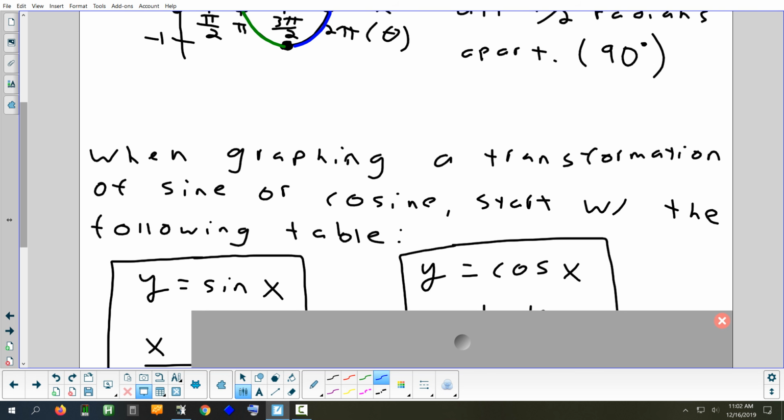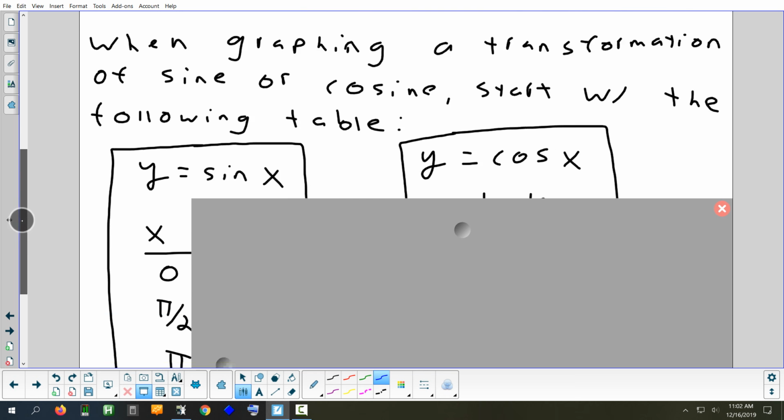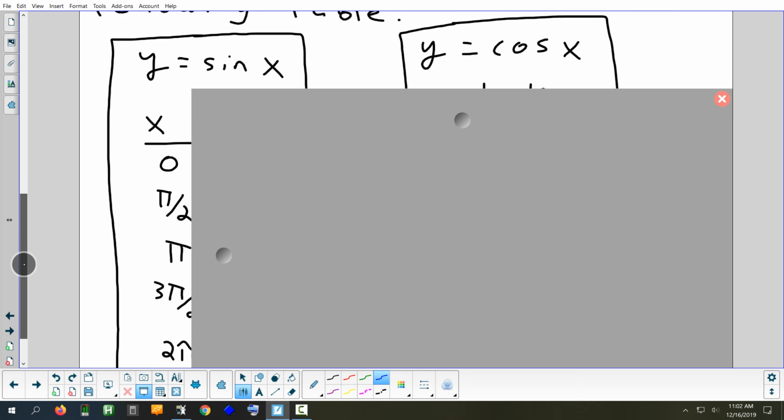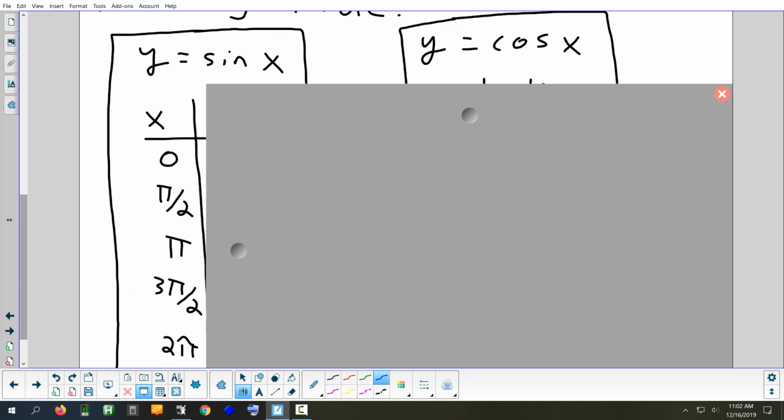Okay, so we're gonna make a table. One for sine, one for cosine. So the x values in our table are going to be all the x values that I had up above: 0, 90, 180, 270, 360. Nicely spaced. In radians.